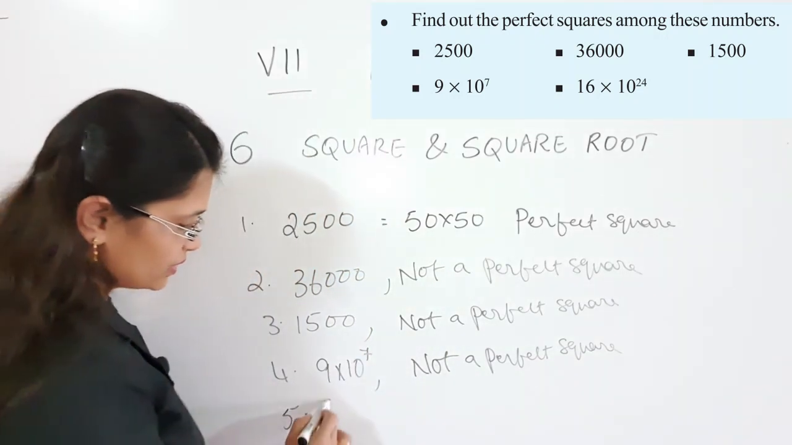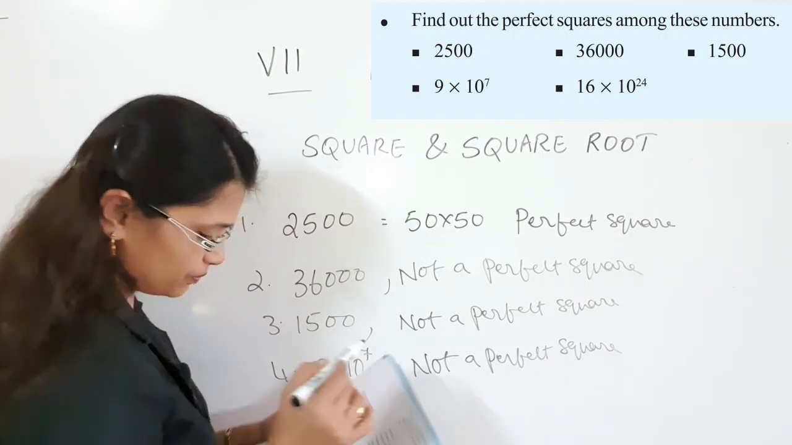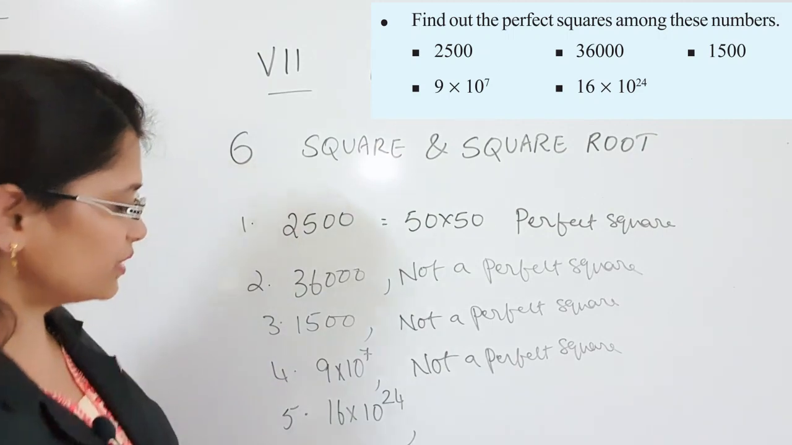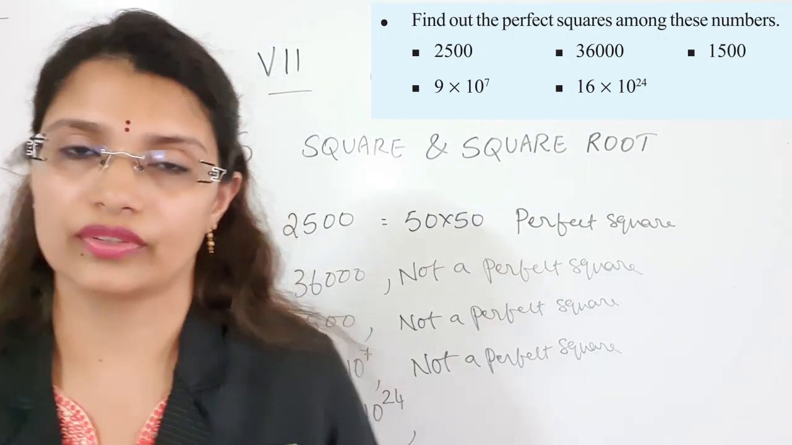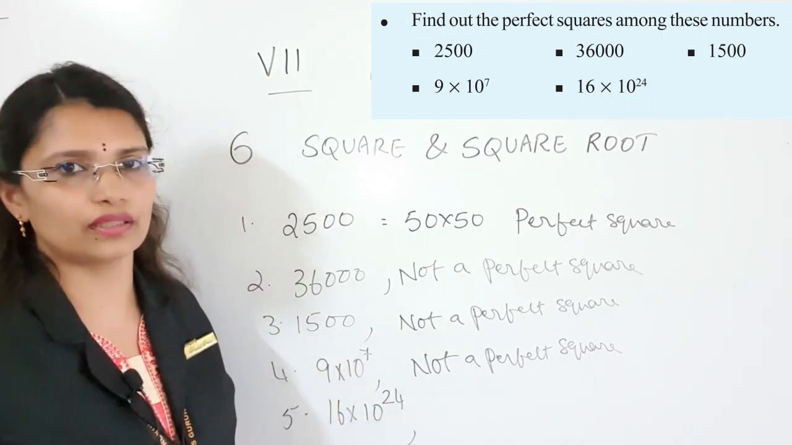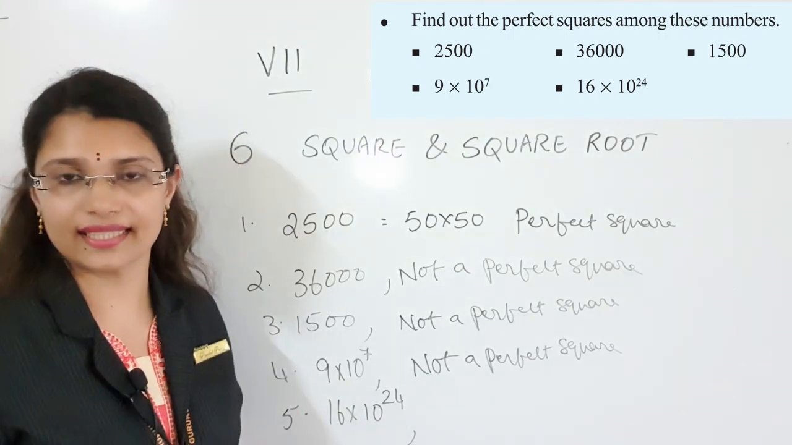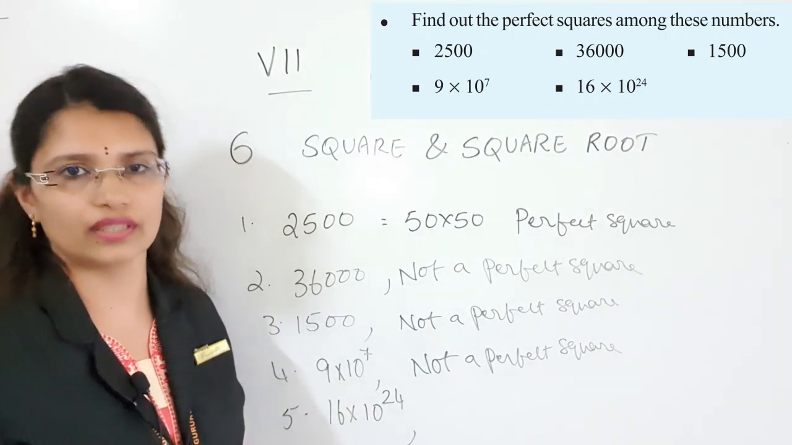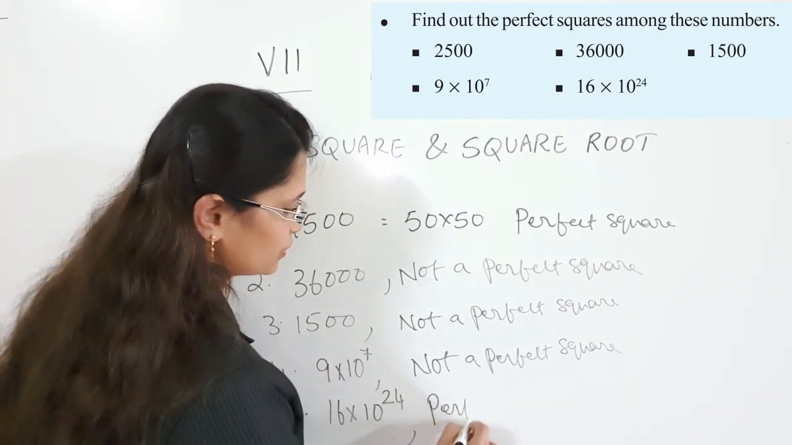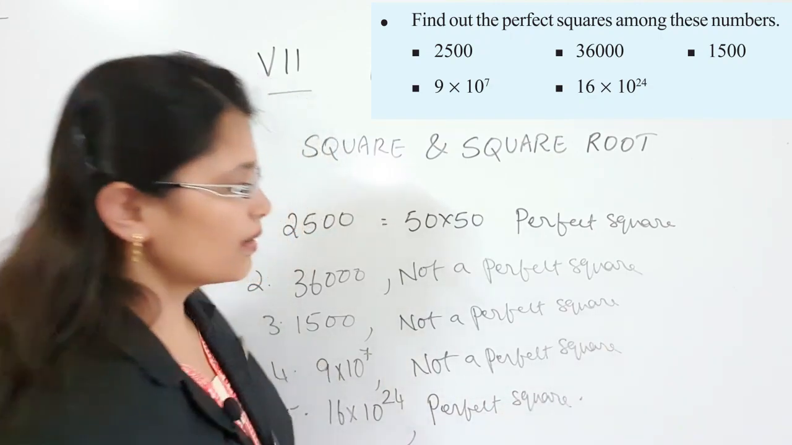Then fifth one is 16 into 10 raised to 24. So, children, 16 into 10 raised to 24. 10 raised to 24 means 1 and 24 zeros. That is an even number, right? So, that part is okay. What about 16? 16 can be written as 4 into 4, right? So, this is a perfect square.